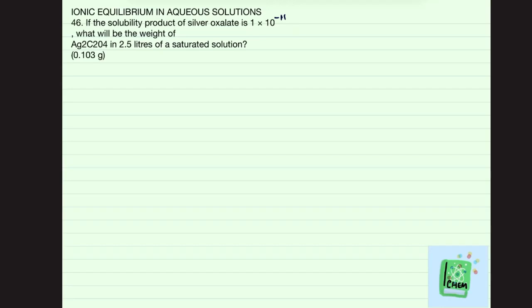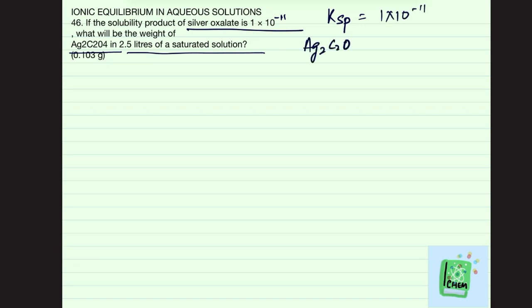If the solubility product of silver oxalate is 1 into 10 to the power -11, what will be the weight of silver oxalate in 2.5 liter of a saturated solution? Silver oxalate का solubility product given है 1 into 10 to the power -11. अब silver oxalate कैसे dissociate करता है?